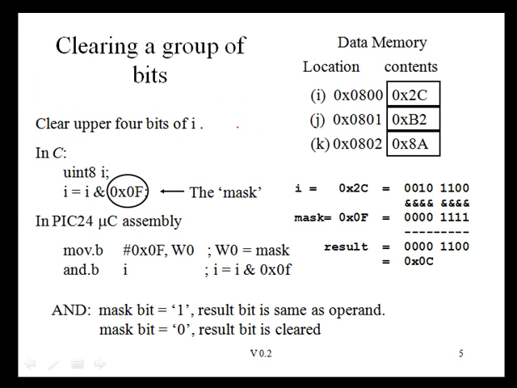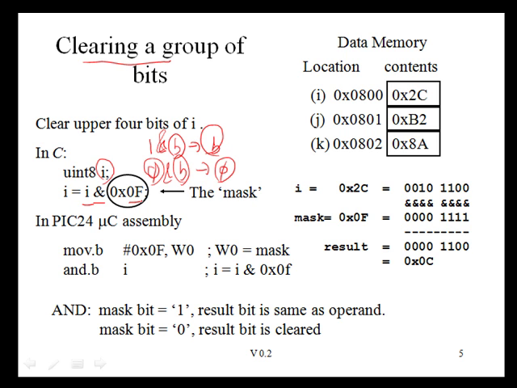Let's take a look at some of these bitwise operations. First, we'll take a look at the bitwise AND operation. What this is useful for is clearing a group of bits. In this example, we have an 8-bit variable I, and we're going to AND it with the value 0F. A bitwise AND operation, if you recall, if I take a 1 and AND it with something, I will get the same value. If I take a 0 and AND it with a bit, I will always get 0. So 1 ANDed with anything is the same as anything. 0 ANDed with anything is always 0.